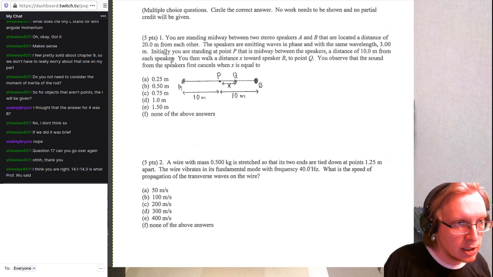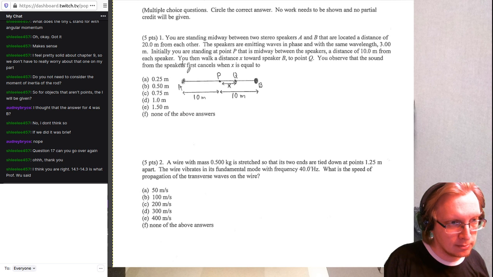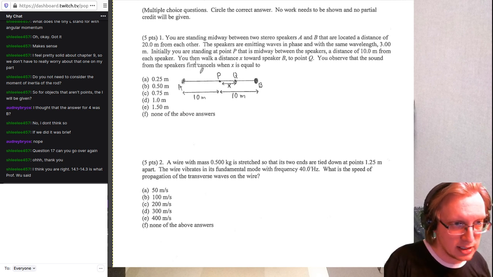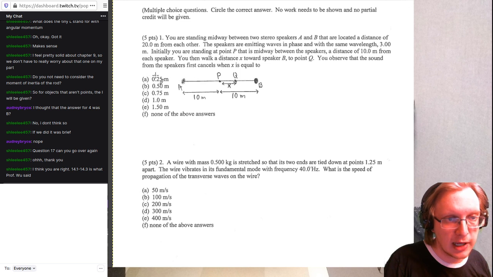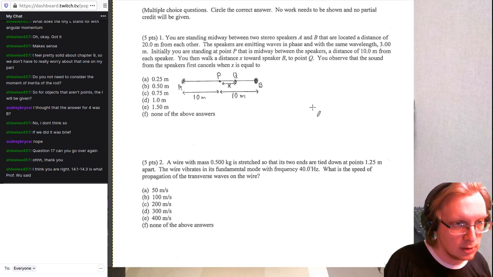Initially, you are standing at point P, that is midway between the speakers, a distance of 10 meters from each speaker. You then walk a distance x towards speaker B to point Q. You observe that the sound from the speakers first cancels when x is equal to what?